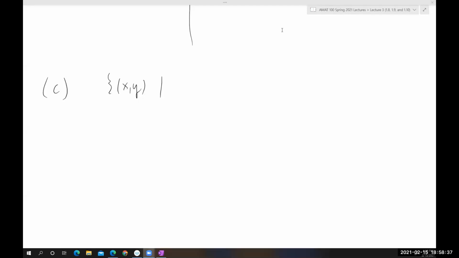Okay. So the set consists of all x, y such that the absolute value of x is less than or equal to 1. So again, there's no restriction on y; x can be anything. But remember the definition of an absolute value inequality. This right here is equivalent to this linear inequality. So this corresponds to the interval -1 to 1.